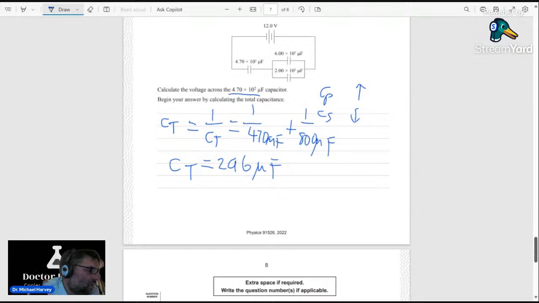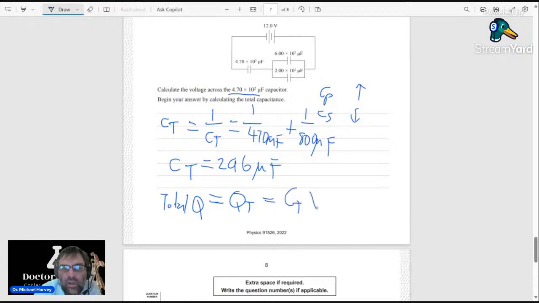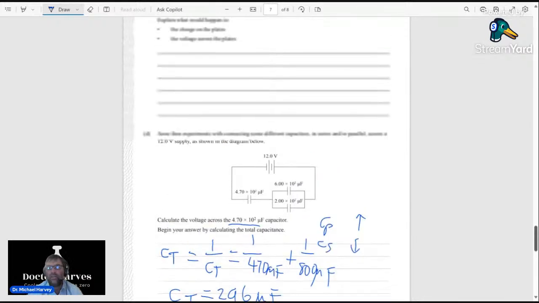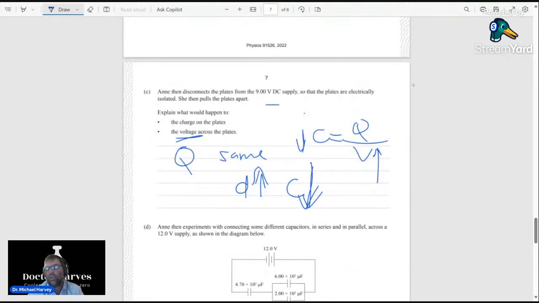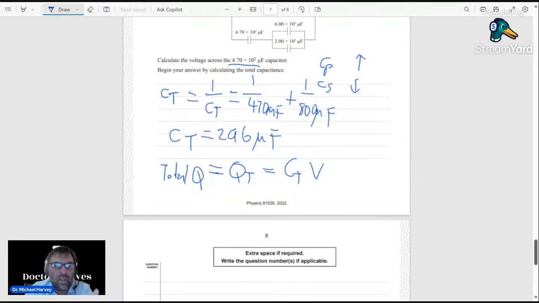Okay, so the total charge, which we'll call very imaginatively QT, equals the total capacitance times the voltage. That's what we've already looked at. C equals Q over V. Let's rearrange the equation, and we get the total charge equals the total capacitance times the voltage.